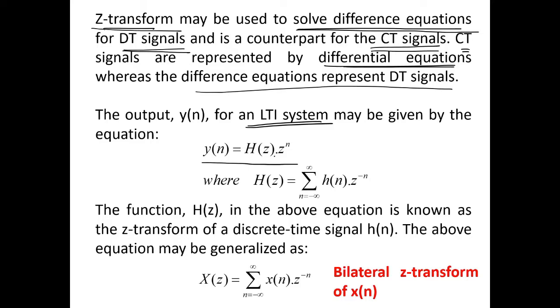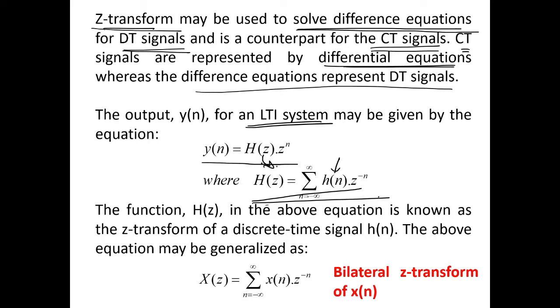Yn is given by yn equals to Hz into z to the power n, where Hz is nothing but the Z transform of the impulse response. If you see over here, Hz equals to summation of n equals to minus infinity to infinity h of n, which is the impulse response, into z to the power minus n.